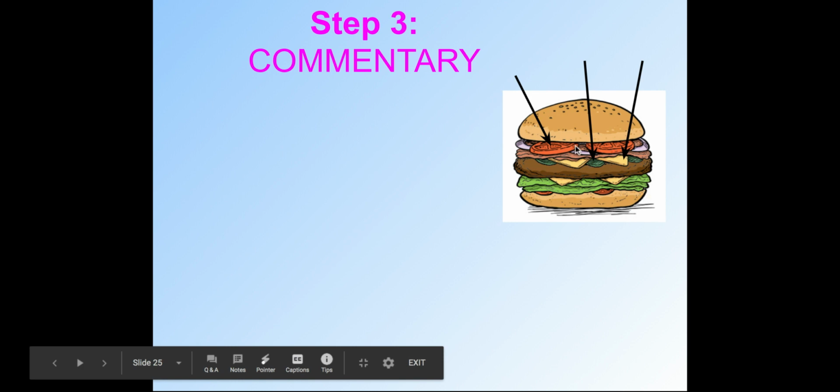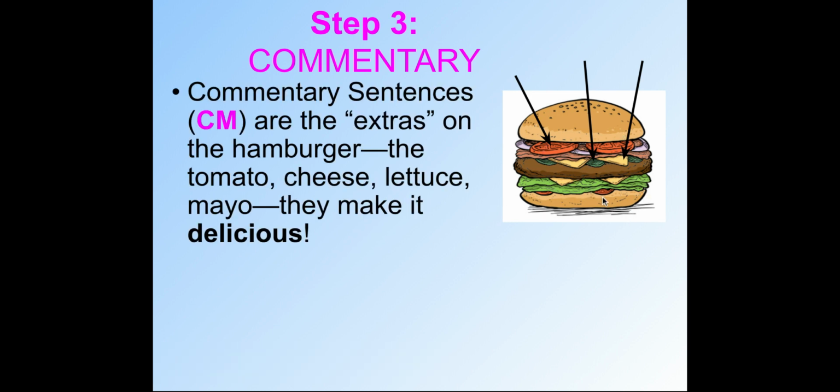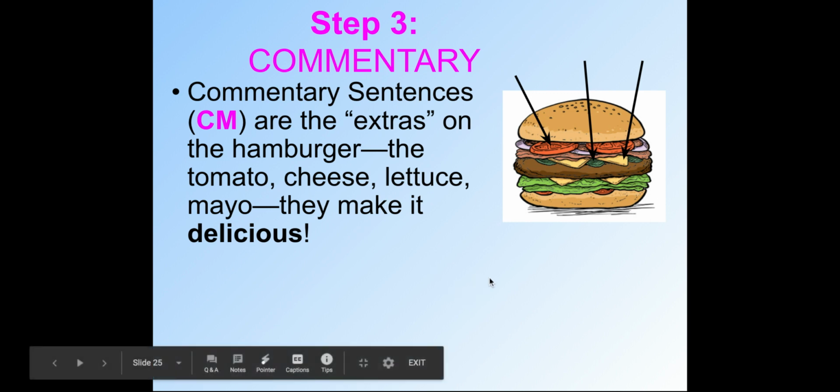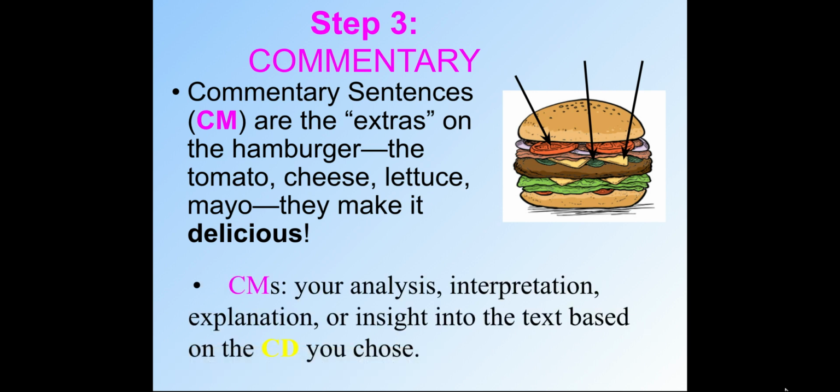Next step is commentary. Commentary, okay? That is going to be like the extras that you put in the hamburger, all right? Here's the deal. You can never just have a fact or a textual evidence from the story without commenting on it. All right. So once you give me the fact, which is always going to come before the commentary, then you got to talk to me about it. Okay. This is what's going to make your hamburger more delicious. This is what's going to make it more interesting. Okay. So when you do your commentary, you're analyzing, you're interpreting, you're explaining, you're giving some more insight, you're showing the reader that you understand what you're talking about, okay?